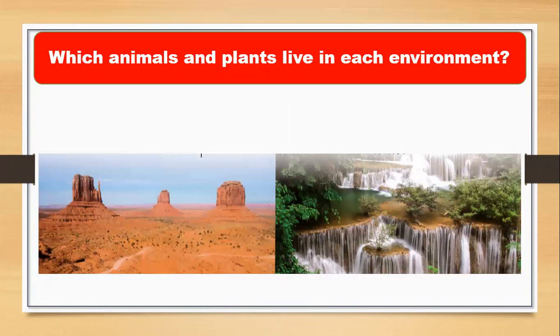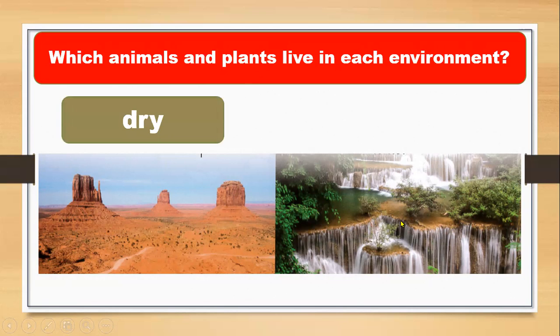The next is we have two kinds of environments. The first one, as you can see, is like a desert. In Saudi Arabia, there is a lot of desert. We call it a dry place. And here is the wet place. There are green plants, small trees, big trees, and water. So here are the two different environments, dry and wet. Here is the dry weather.